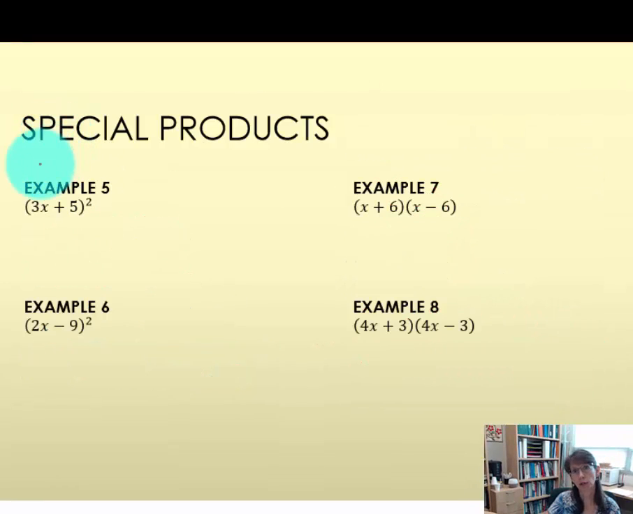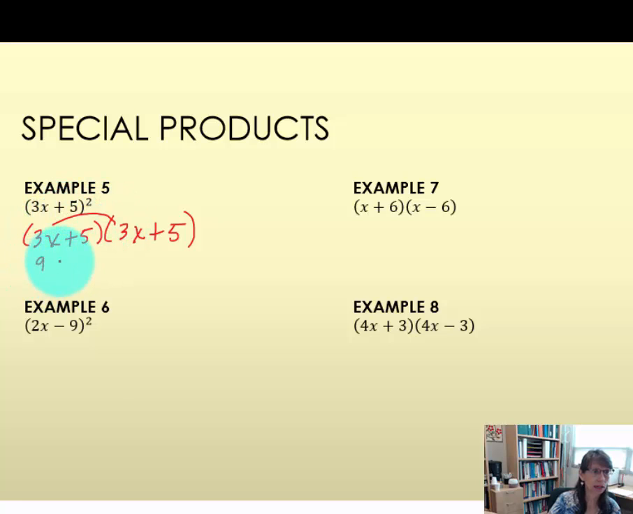Here we have what are called special products because you can see that the binomial is raised to the power of 2. So that means we have 2 identical binomials to multiply. So we expand it first, and then you simply distribute like we've been doing. So 3x times 3x would be 9x squared. 3x times 5 is plus 15x. Next, you're going to distribute 5 times 3x to get 15x, and 5 times 5 for 25.